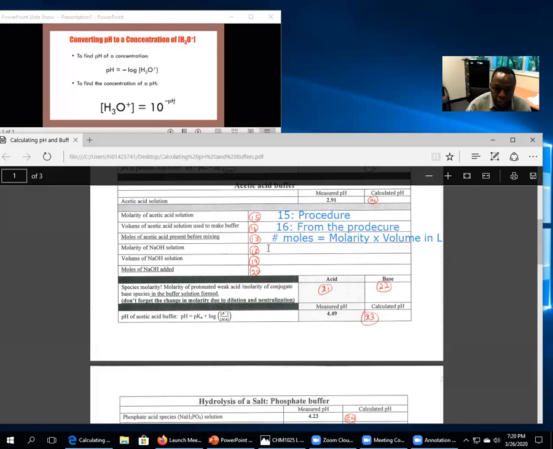Again, for line 18, you need to see the procedure. Maybe I should say see procedure. That's what you need to see for line 18. You got to see the procedure for that. Molarity, volume of NaOH used. Again, you got to see the procedure.